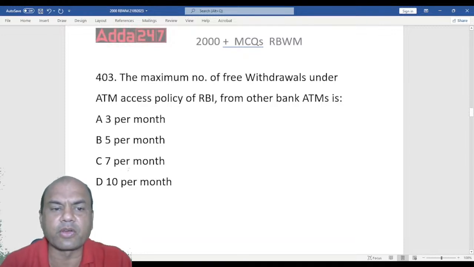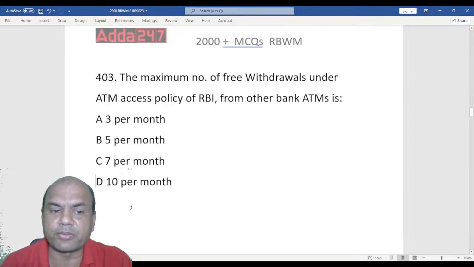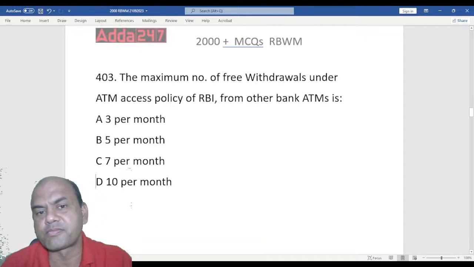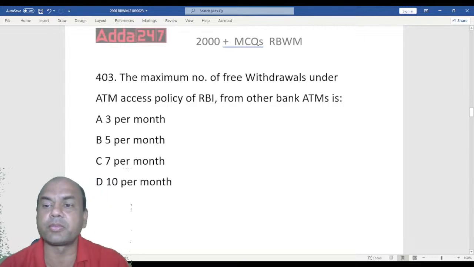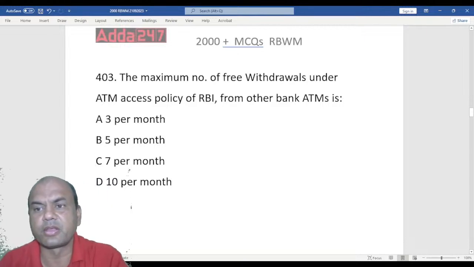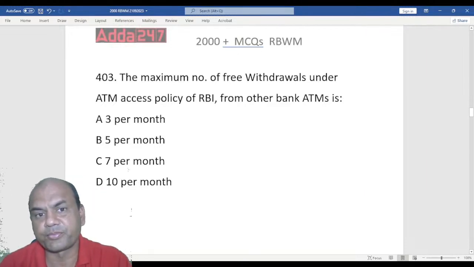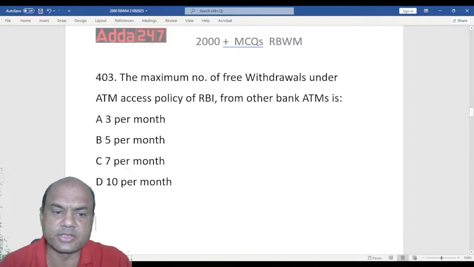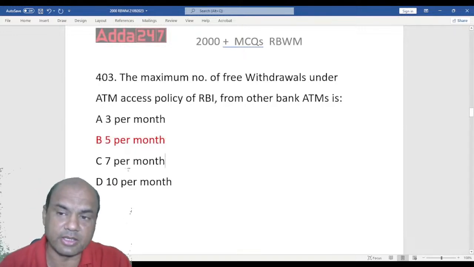The maximum number of withdrawals under the ATM access policy, meaning the free access policy, from other ATMs is 3 per month, 5 per month, 7 per month, 10 per month. How many free withdrawals are allowed from other banks' ATMs? 3, 5, 7, 10. It is 5 per month, right?